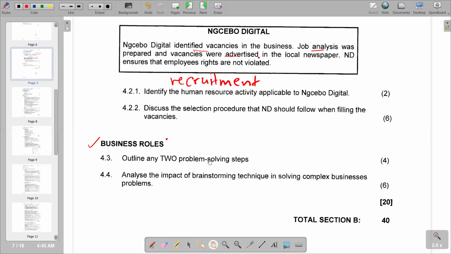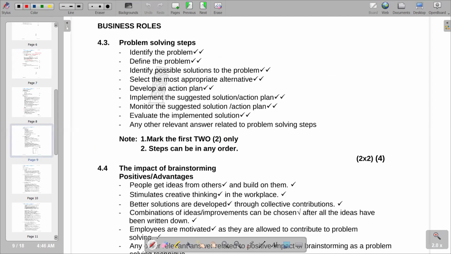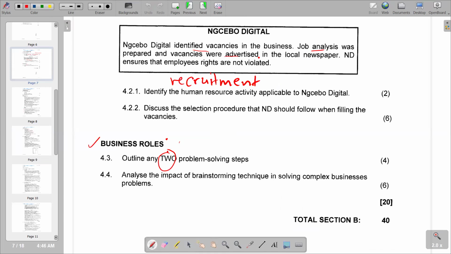So we go to the answer section, and remember our question is only requiring us to identify two. We go to the answer section to see what we have in terms of those problem-solving steps: identify the problem, identify a possible solution to the problem, select the most suitable solution or action plan, and then monitor it, or any other that may be correct. But our question is asking for only two.